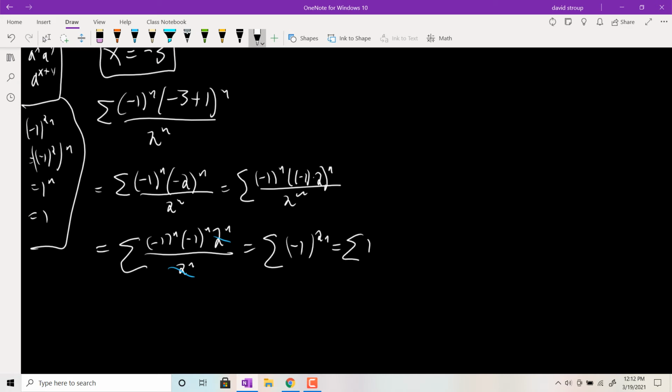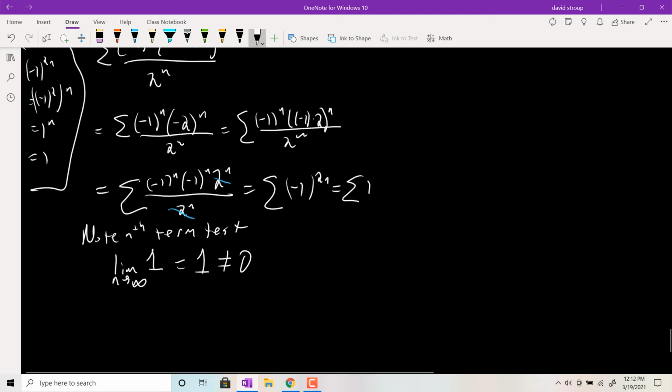You could say that's a geometric series with r value equal to 1, so not convergent. But let's try the nth term test. The nth term test takes the limit of the a sub n portion of the series, and the a sub n portion here is just a constant. The limit as n goes to infinity of 1 is just equal to 1. The nth term test says if that's not equal to 0, then it's divergent. So we just found the limit was not equal to 0, hence it's divergent.